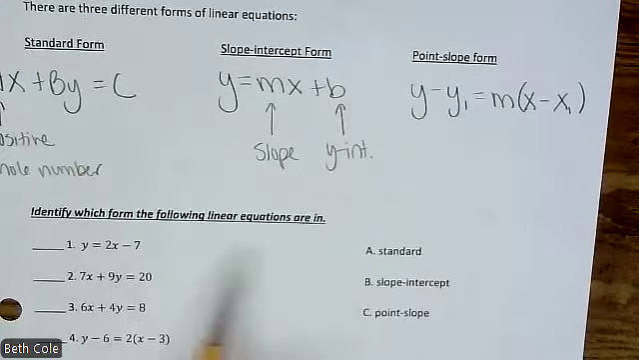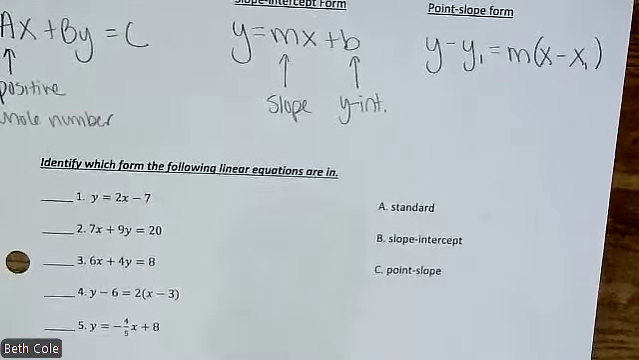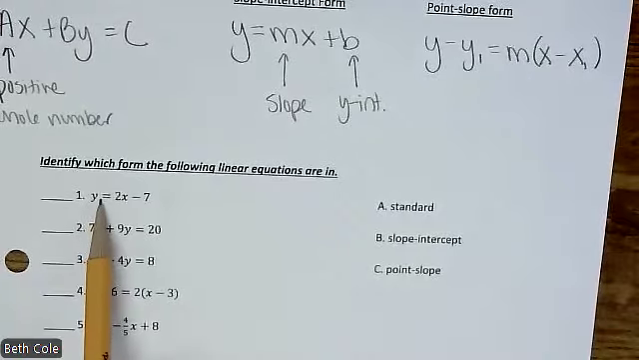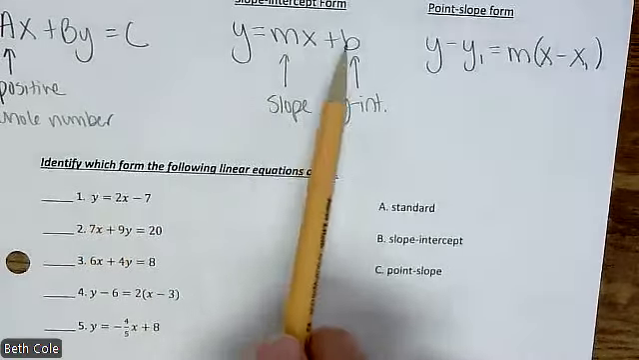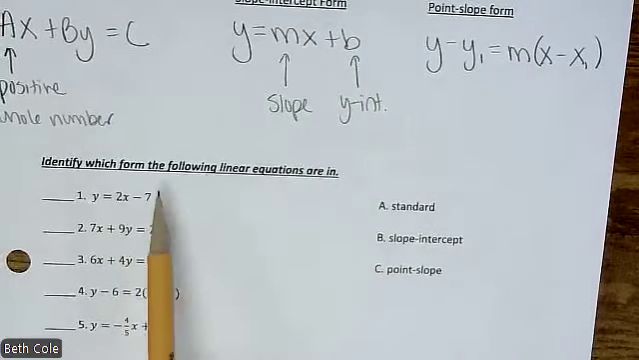All right, so right now we're just going to identify, is it standard, is it slope intercept, or is it point slope? So this one, y equals, and then it follows the mx plus b pattern. I know this is minus instead of plus. You can think of it as plus a -7.